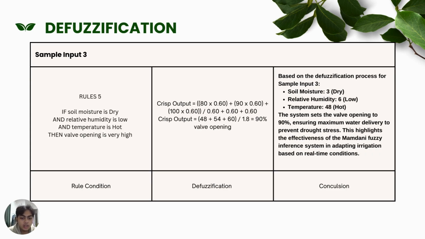And the last is sample 3. We use the rule: if soil moisture is dry and relative humidity is low and temperature is hot, then valve opening is very high. So we apply the defuzzification, and we got 90% valve opening, which is very high. Based on that, soil moisture is dry, which is 3, relative humidity is 6, and the temperature is 48. The system sets the valve opening to 90%, ensuring maximum water delivery to prevent drought stress. We also highlight the effectiveness of the Mamdani fuzzy inference system in adapting irrigation based on real-time conditions.